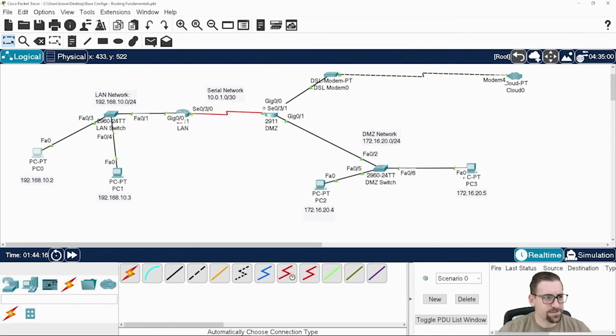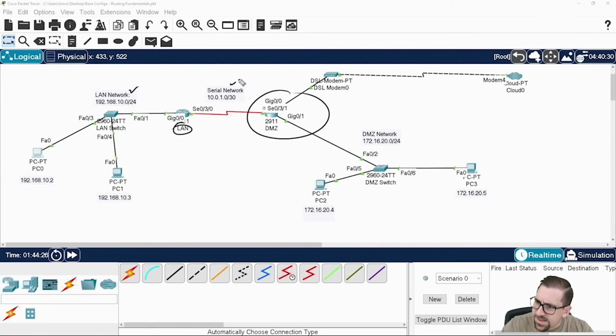So what are we missing? What are we missing, Travis? We're missing a route back. Yeah, that's it. We're just missing a return route. And so now the LAN router knows about the LAN network, the serial network, and the DMZ network. And the DMZ router knows about the serial network and the DMZ network, just not the LAN network. So we just have one static route left to enter.